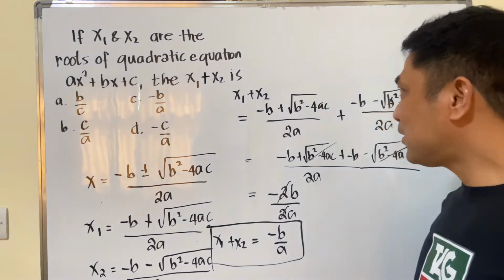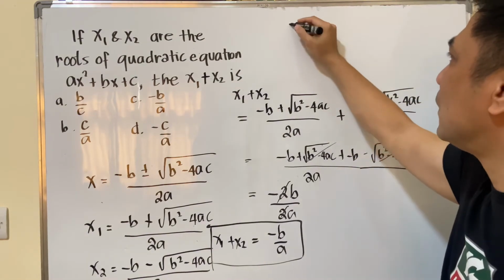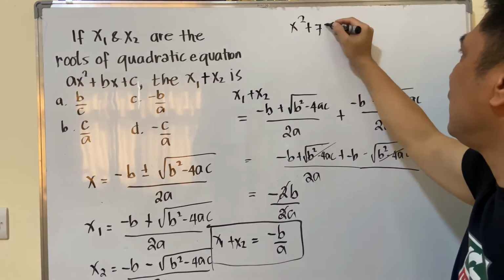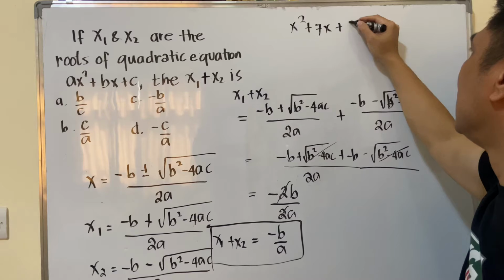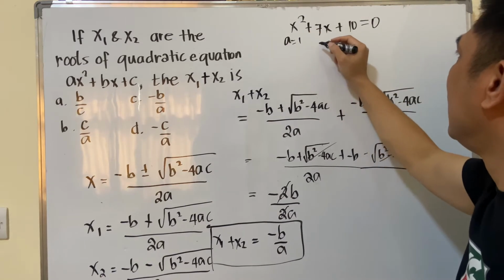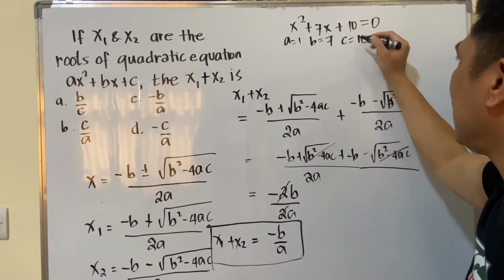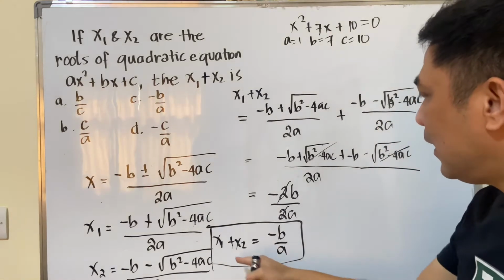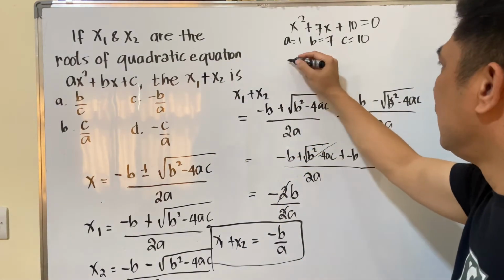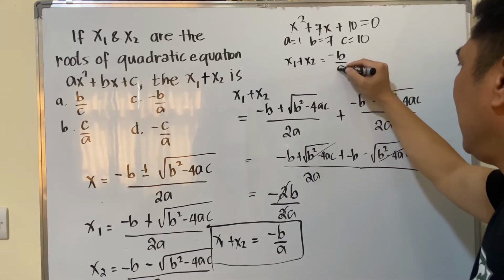Okay, let's try to prove that using our example from a while ago. That means x squared plus 7x plus 10 is equal to 0. Our a value here is 1, b is 7, and c is equal to 10. So using this formula, the sum of the roots of the quadratic equation, x1 plus x2, is equal to negative b over a.